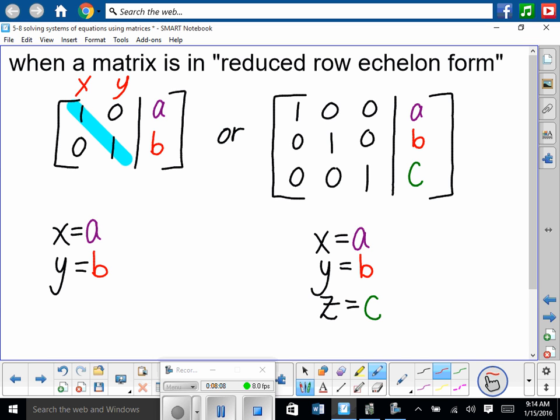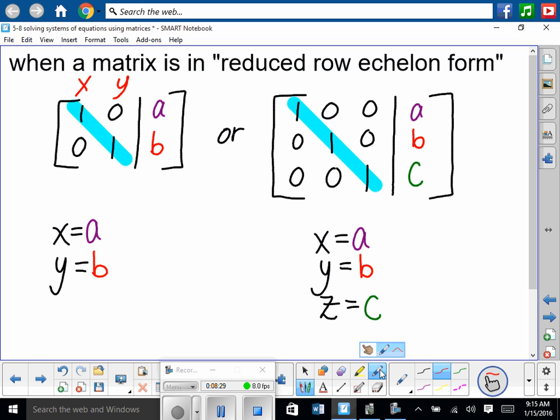Does everybody see that? And in this one, we would have y is equal to b. So we literally will have the answers as long as our matrix is in reduced row echelon form. So once again, if we have 3 variables, we have something like this. If it's in reduced row echelon form, it's a series of 1s and 0s. Once again, the 1s will go along the diagonal.